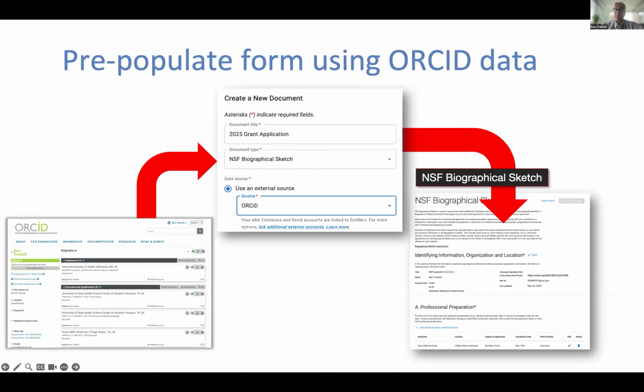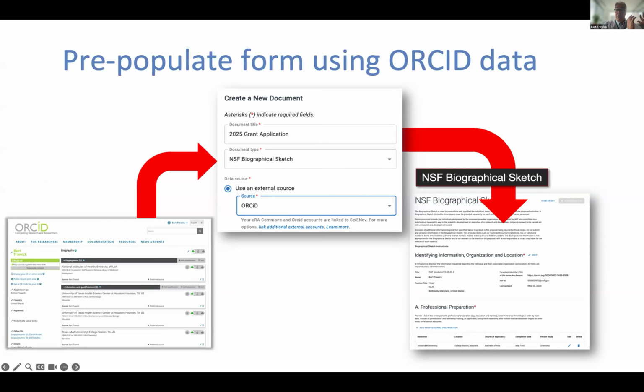ORCID is a fantastic profile system. One thing that's different about SciENcv is that it's not a profile system. It's more a workspace, a report writer, so it helps you fill these forms out. But there's no public page where you can show your information. It's just a workspace for scientists to help fill these forms out.